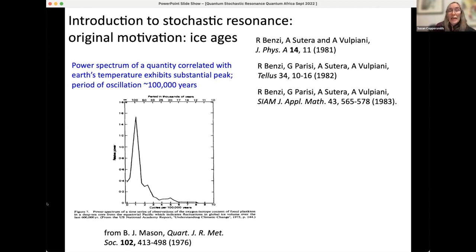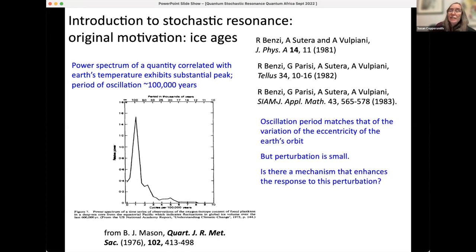All right, and what Benzi et al. did was they were trying to come up with an explanation for this phenomenon, like why would the ice ages be nearly periodic? And so what they did is they looked at all the little things that possibly could affect the amount of sunlight hitting the Earth, variability on the right time scale.